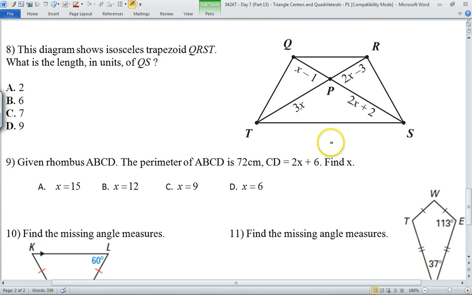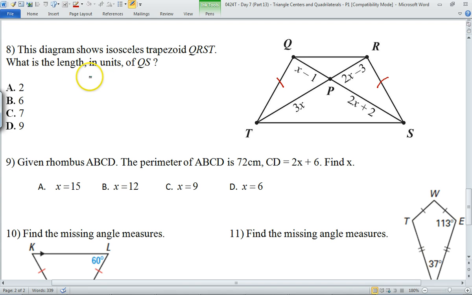Look at number 8. Isosceles trapezoid. What does it mean for this trapezoid to be isosceles? The key about isosceles is these two sides should be congruent. That means the whole picture has symmetry. It has balance. So all of these pieces should be the same.